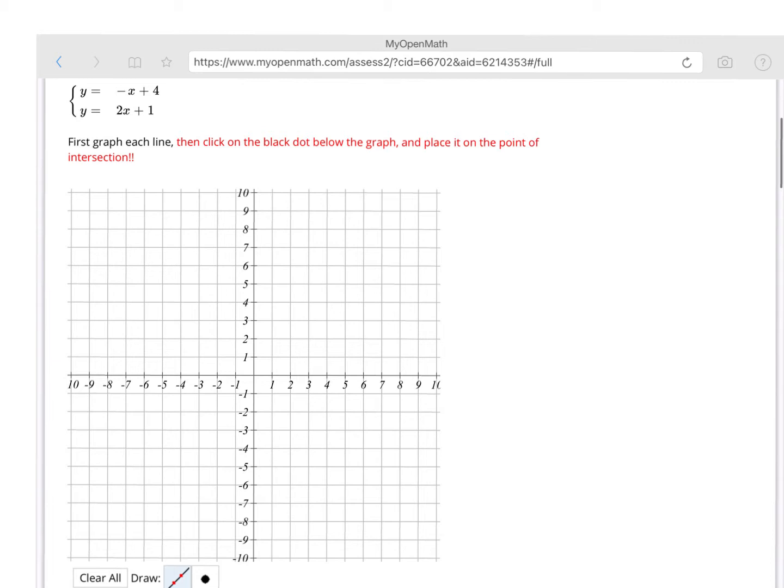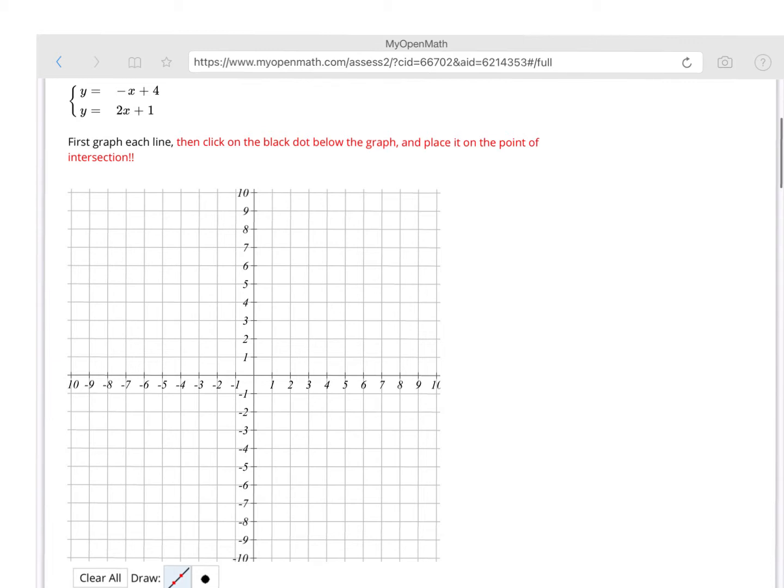First thing we're going to do is solve them by graphing, and then we're going to solve them algebraically. To solve them by graphing, what you're going to start off seeing is a grid. Now, you're not going to have to graph it the way we normally do with pencil and paper. You're going to graph it on the app or on the website that we have here.